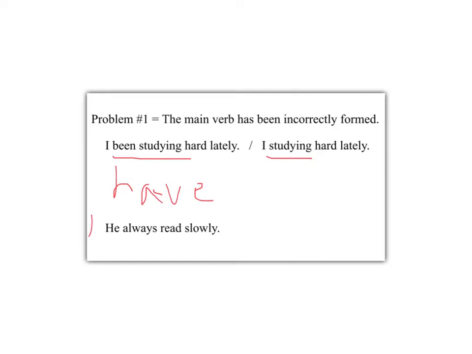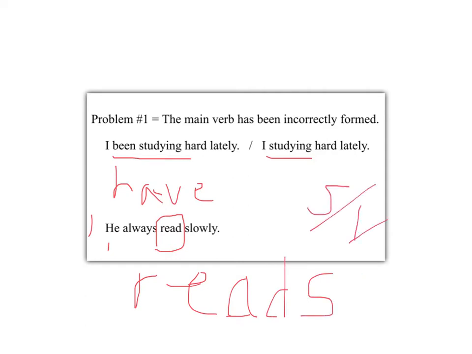Another example here is also something that is very common. "He always read slowly." Okay, so he is third person singular, and third person singular in present tense in a regular verb gets an S. I often mark this on papers as SV, subject-verb agreement. So this problem number 1 is a major problem that interferes with the meaning of what you're trying to say. If you have problems forming these verbs correctly, then you need to make sure to review how to form verbs, particularly irregular past tense verbs, correctly.